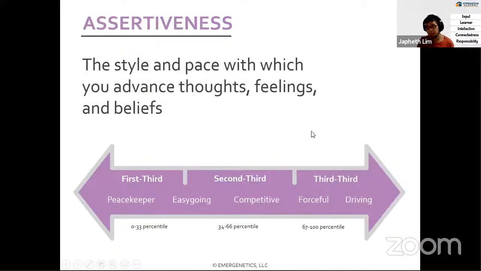Okay, and then we have assertiveness, right? And this is the definition of it: the style and pace with which you advance thoughts, feelings, and beliefs, right? So if you look at it, first third is peacekeeping, easygoing, tend to go towards more consensus approach in your decision making, whereas a third is more forceful, more driving. The pace is more fast.